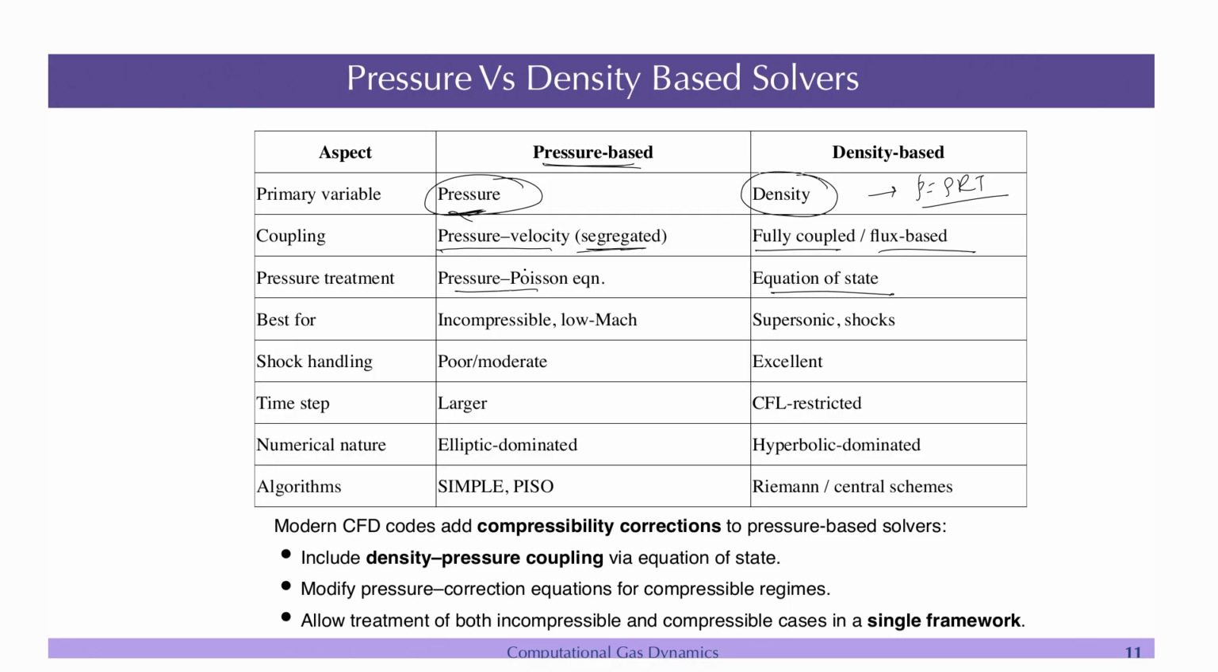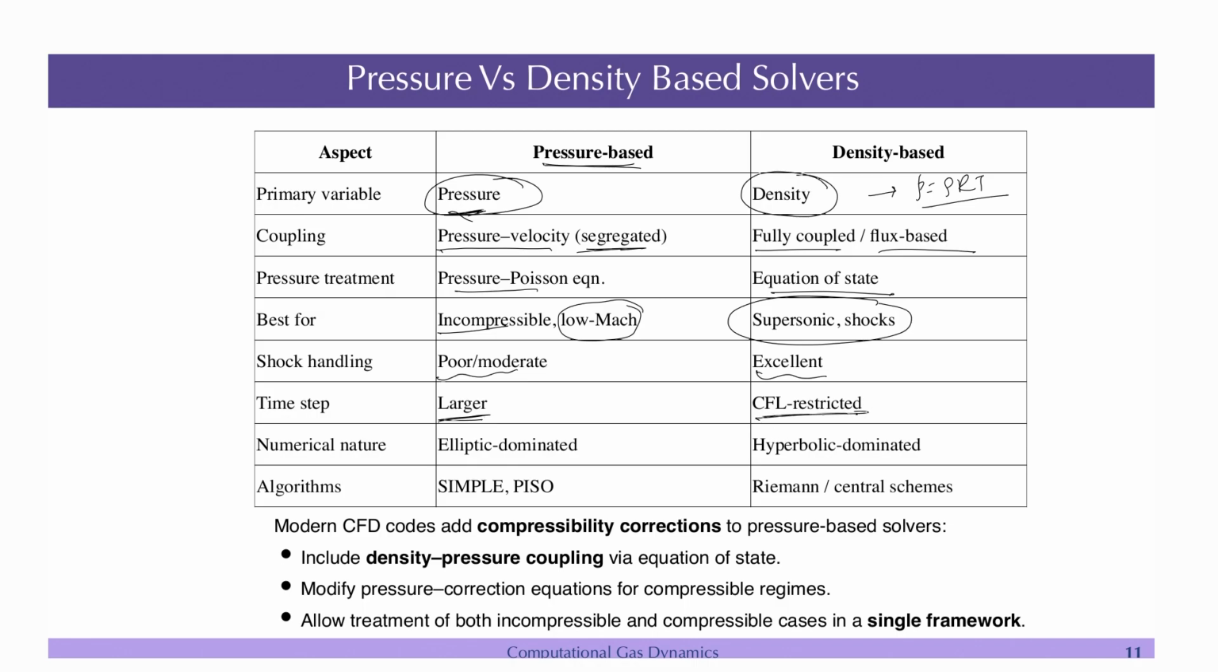The pressure based solvers are for incompressible, or even low Mach number flows can be addressed using the pressure based solver. But density based solver is good when the flow is supersonic, hypersonic, you have shocks, SBLI and so forth. The shock handling is moderate here, and density based is excellent. Actually, the pressure based solvers are becoming advanced and better even for the shock based problems nowadays. With the time step, you can employ a larger time step, and that is why the pressure based solvers are popular.